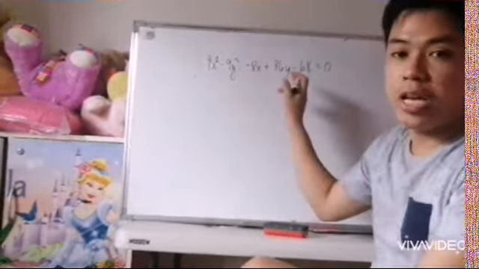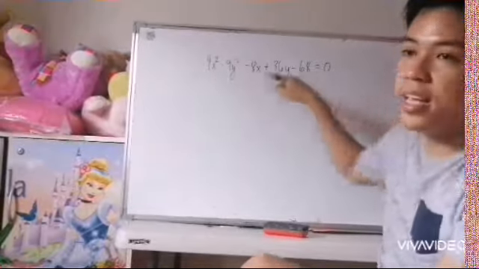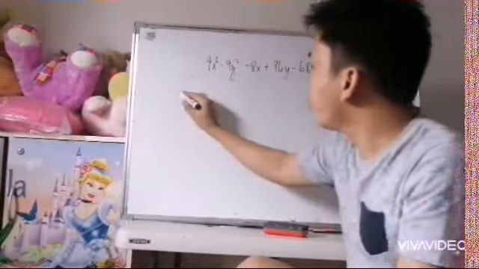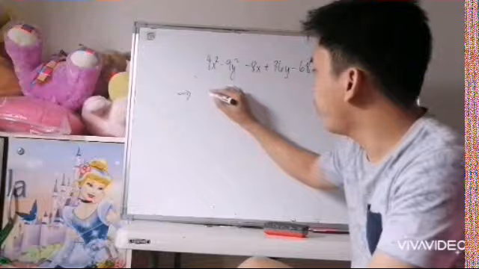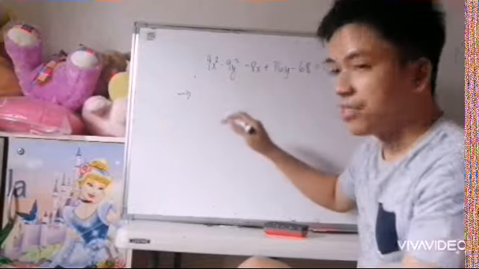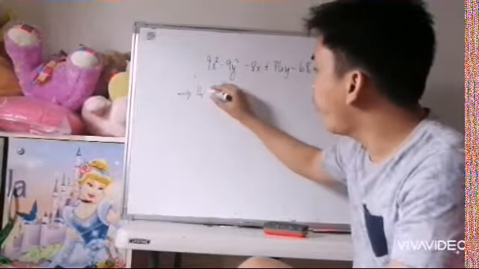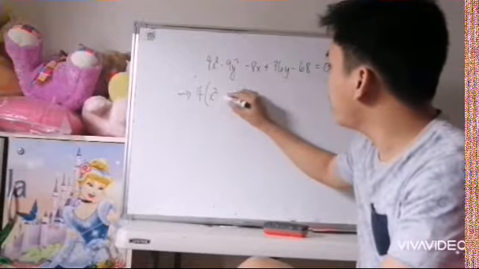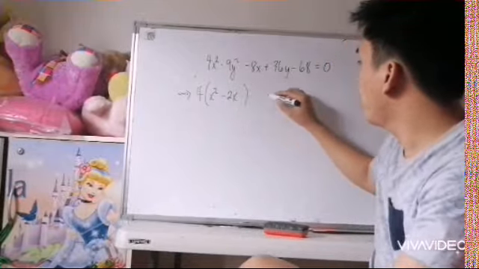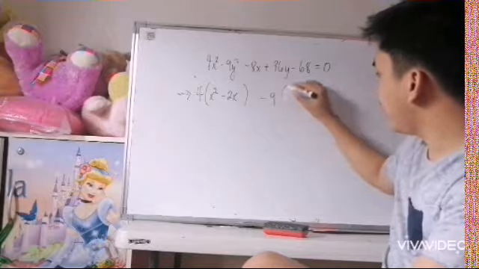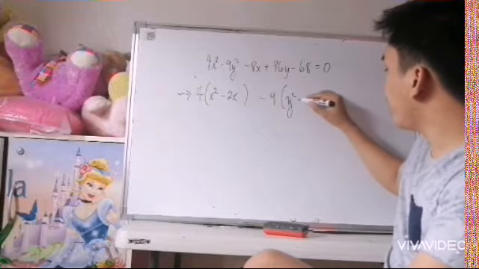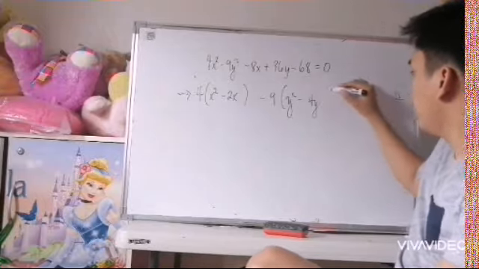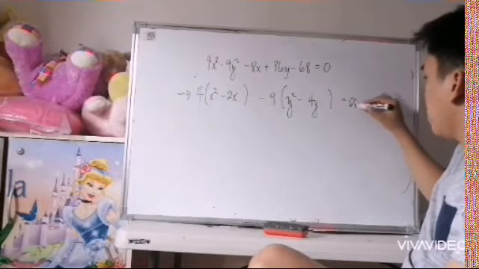you are going to rearrange this first because it's actually written in general form. So you convert this into standard form. You group the x terms and factor them out. So 4x squared minus 2x, minus 9y squared minus 4y equals 68.